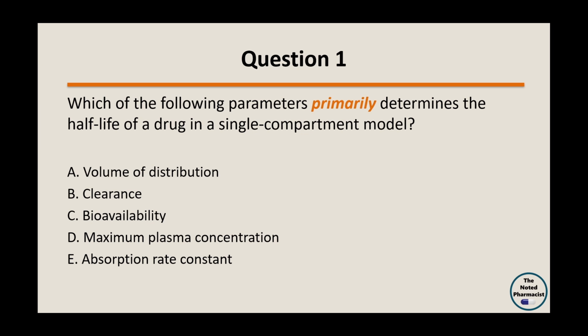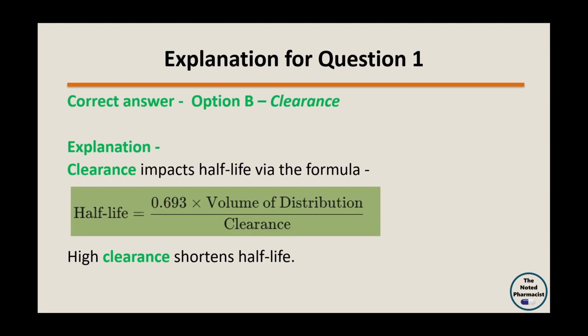The correct answer is option B, clearance. The explanation is as follows. Clearance is a critical factor in calculating the half-life of a drug, which can be determined using the formula, half-life equals 0.693 multiplied by the volume of distribution divided by clearance. If clearance is high, the half-life is shorter, as the drug is eliminated from the body more quickly.